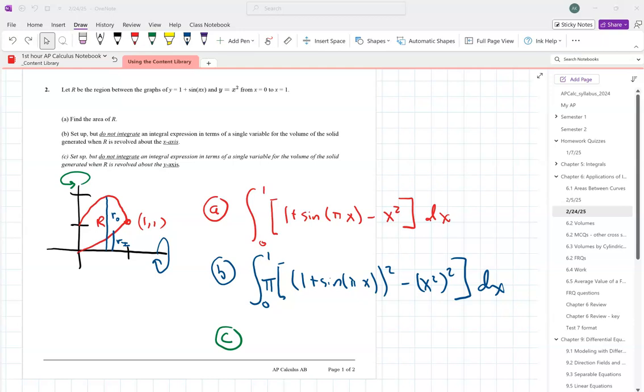So if we do this, again, we can do this in one of two ways. If I want to do this with shells, I can go the whole thing.